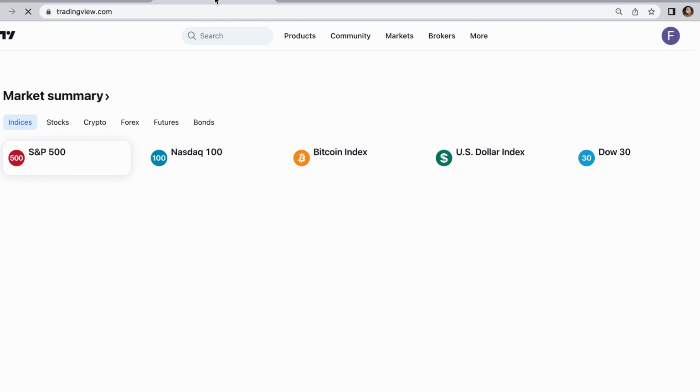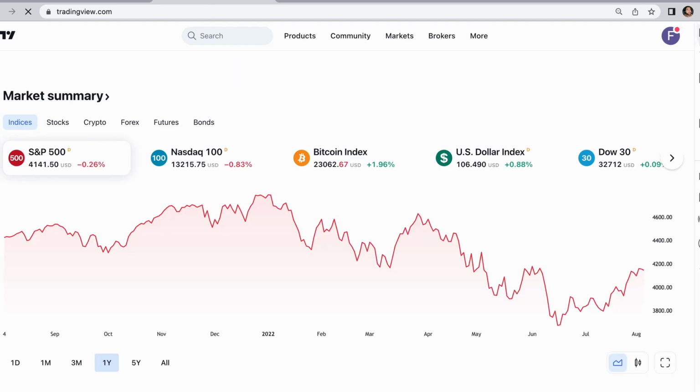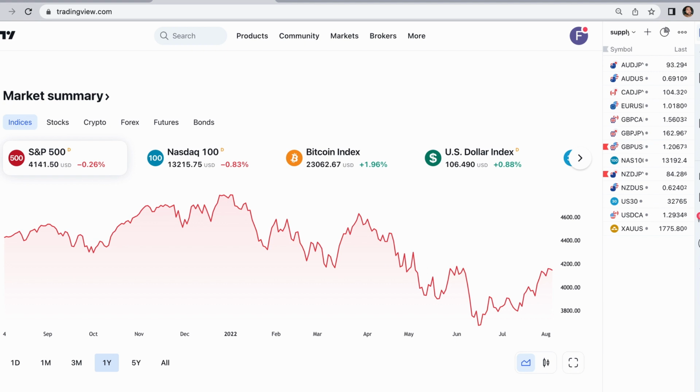I know I said 10, but 5 trades because it's a little bit faster. I feel like 10 trades is literally too long. We'll be here for like 20 minutes. I don't like doing that to you guys.